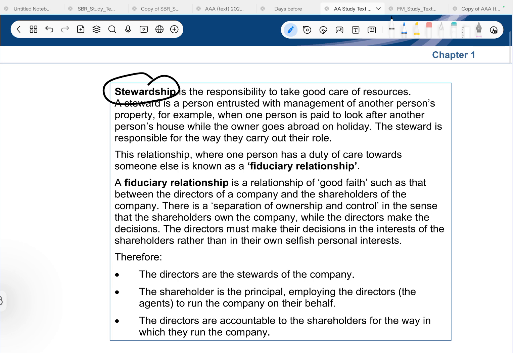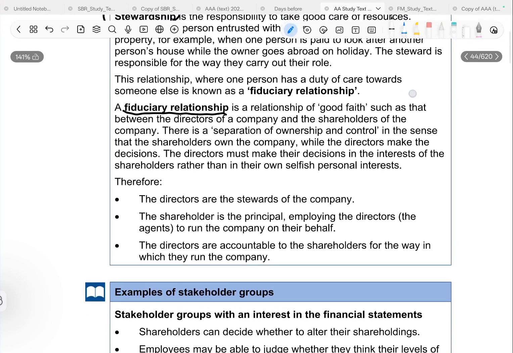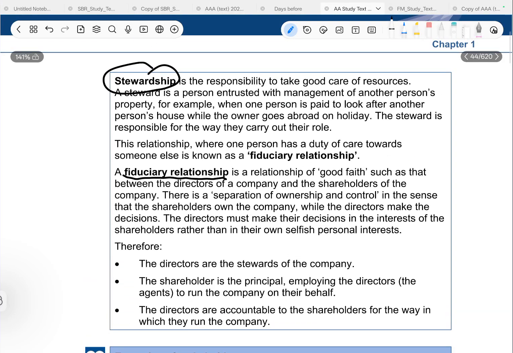Now, about fiduciary, sorry, I cannot pronounce it properly. Fiduciary relationship. So, when someone is trusted to manage another person's resources, this creates something called a fiduciary relationship. This relationship is basically a relationship built on trust and good faith. This means that a person managing the resources must act honestly in the best interest of the owner, and in companies, this is exactly the relationship between the shareholders and directors.